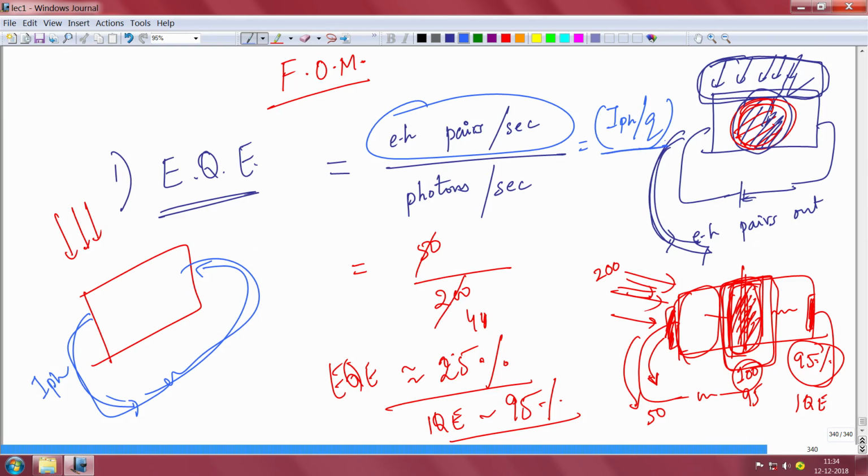You can do that. If your photocurrent is 1 microamp, you divide it by 1.6 × 10⁻¹⁹ coulomb. Ampere is actually coulomb per second. So you will get a number, probably around 10 to the power 13 or 10 to the power 12 electron hole pairs per second. I am just telling you.